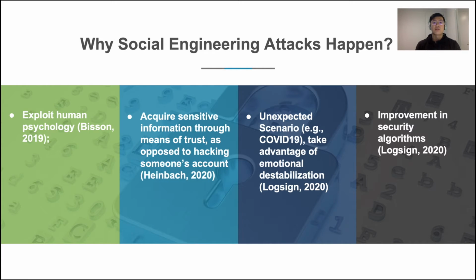For example, under COVID-19, the attackers will take advantage of people's emotional destabilization, such as sending you a government aid email, but actually that email is a social engineering attack.